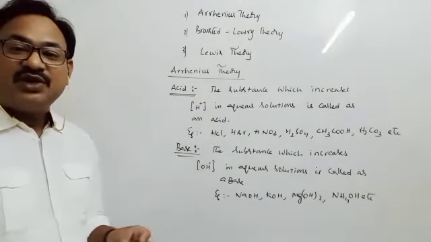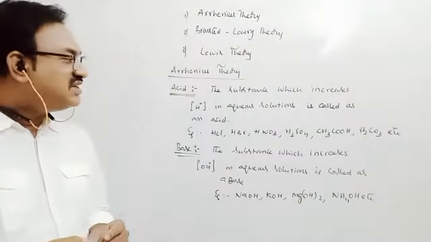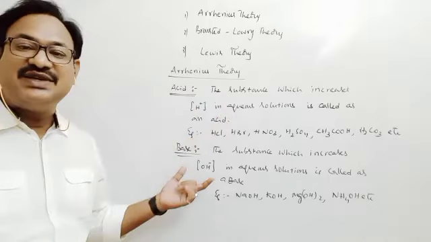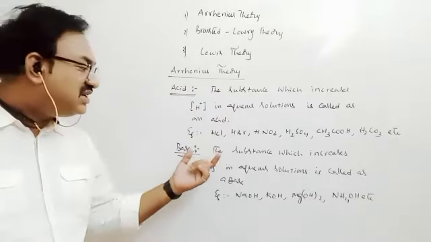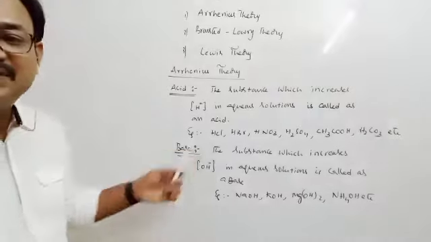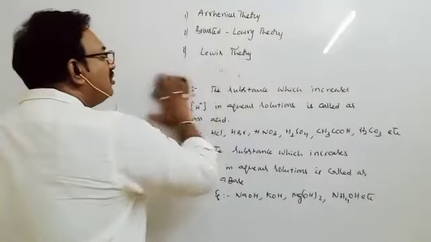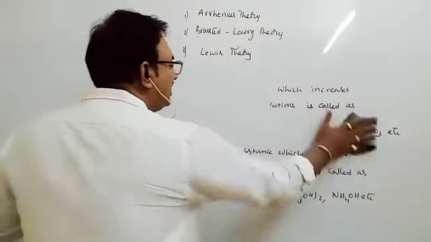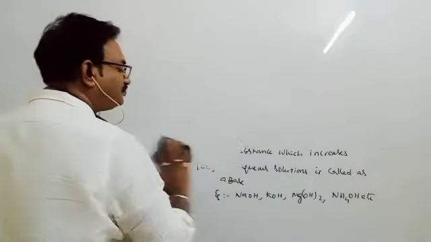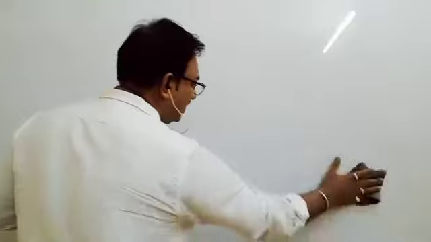So based on Arrhenius theory, a substance which increases H plus ion concentration in aqueous solutions is called an acid, and a substance which increases OH minus ion concentration in aqueous solution is called a base. Now, what is neutralization according to Arrhenius theory?